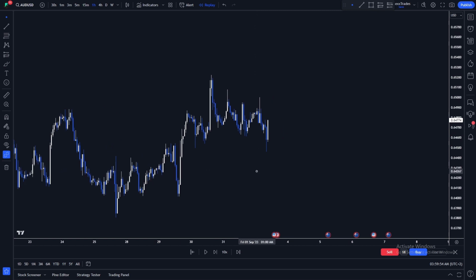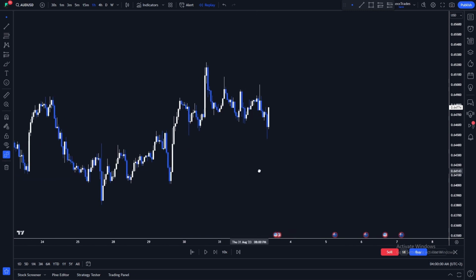Also, don't mind, I don't have my camera on because the lights in my room actually broke down. And it's like 4 a.m. right now, so there's no light at all.